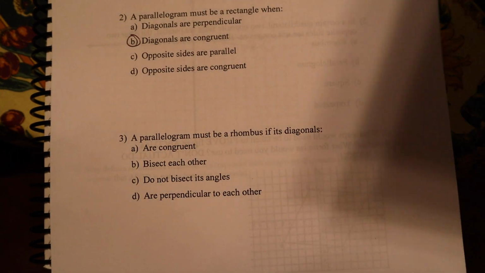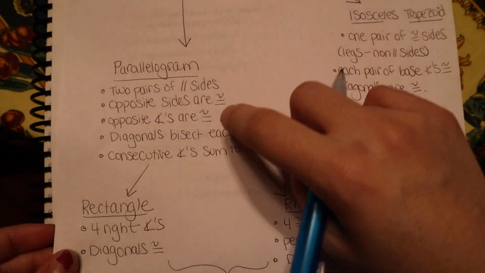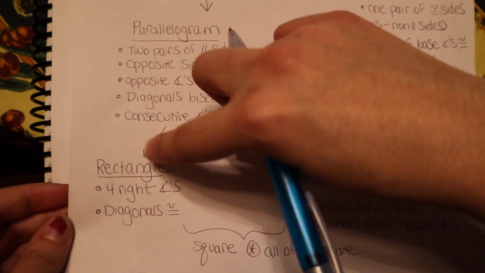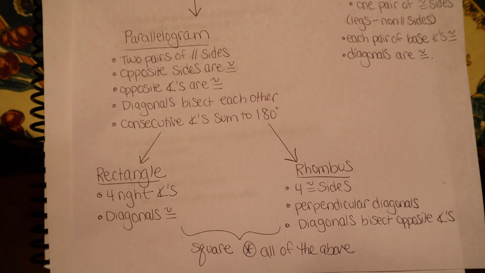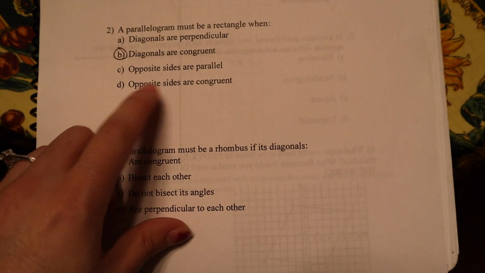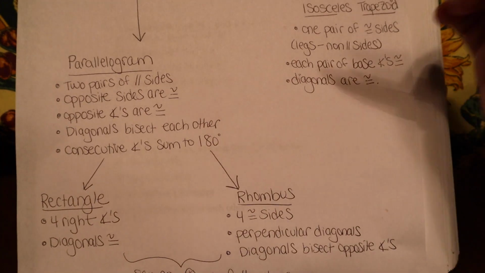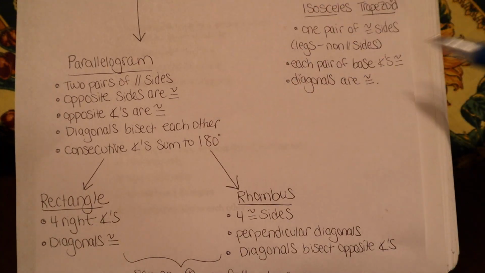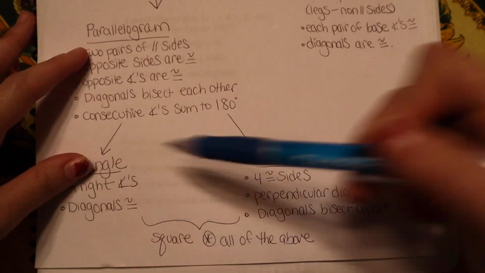Opposite sides being parallel is a property of a parallelogram. So any of the things below could have been following that property. Opposite sides are congruent is also a property of a parallelogram. So once again, it could have been any.